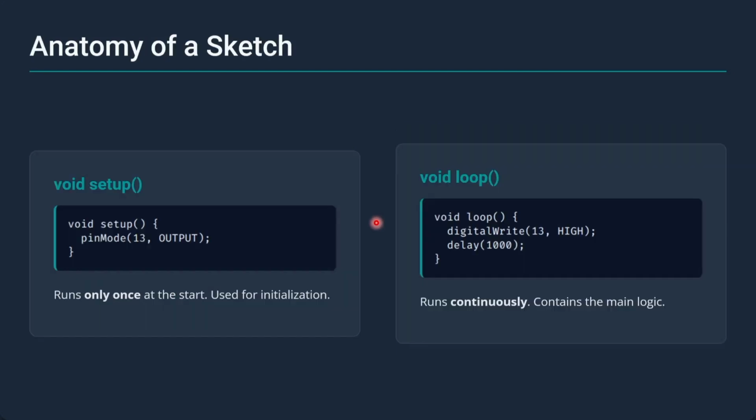And we will see the anatomy of a sketch. Every Arduino program is called a sketch, and it has mainly two functions. One is void setup, and the other one is void loop. Void setup runs only once when the board powers up or resets. This is where you initialize the components. Void loop runs continuously after setup finishes. This is the main engine of your program, constantly checking the sensors and updating the outputs. These are the two main things you need to understand as a basic.